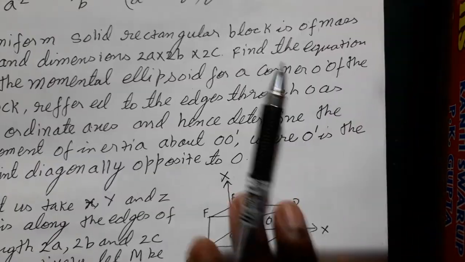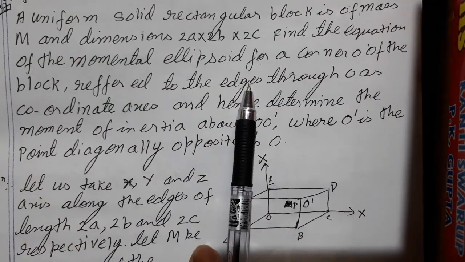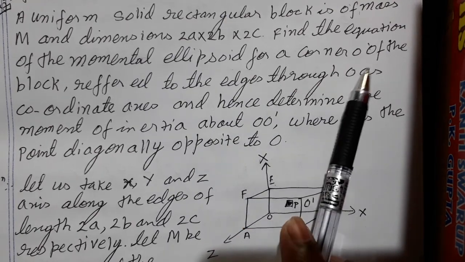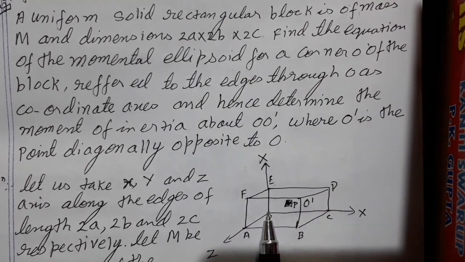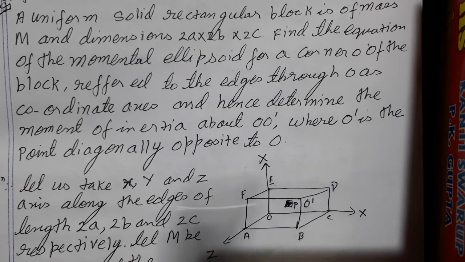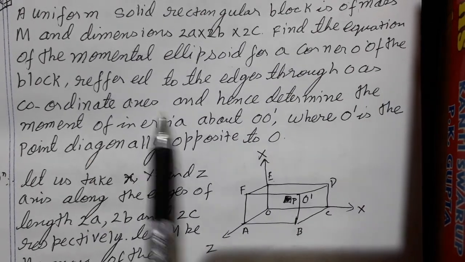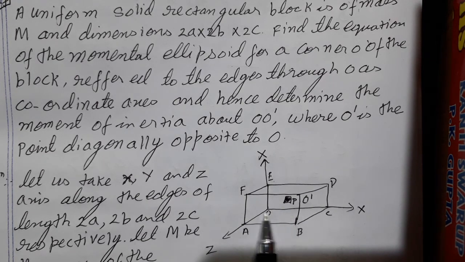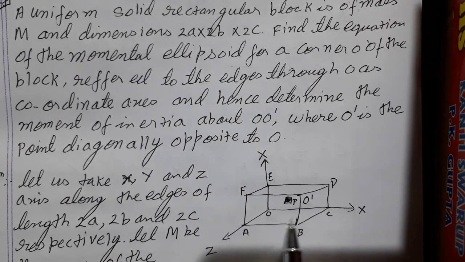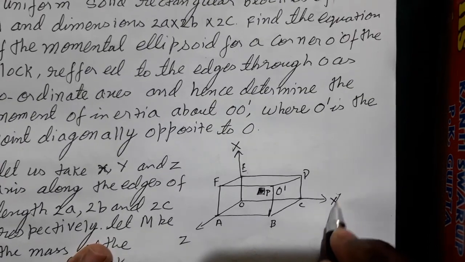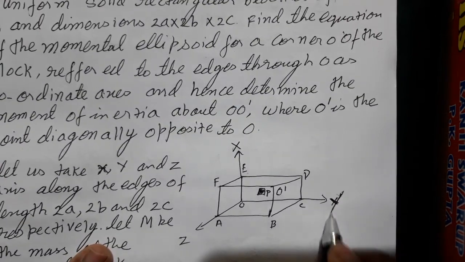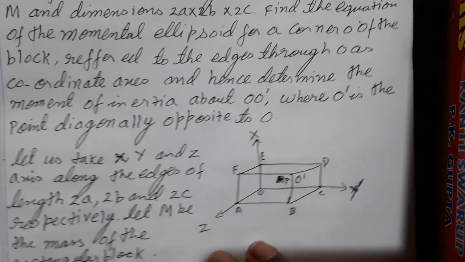Then they are asking you to find the equation of the momental ellipsoid at a corner O of the block. Refer to the edges at O as the coordinate axes, meaning we take the axes through the corner: OX is the x-axis, OY is the y-axis, and OZ is the z-axis.